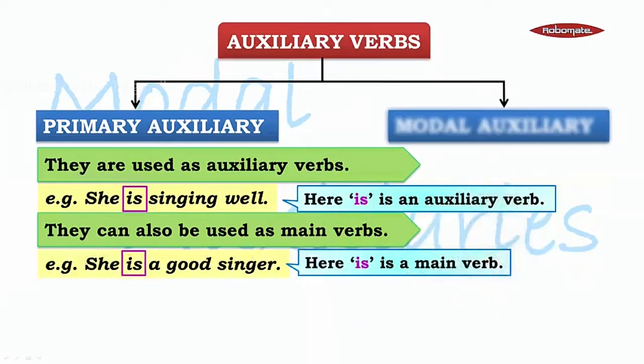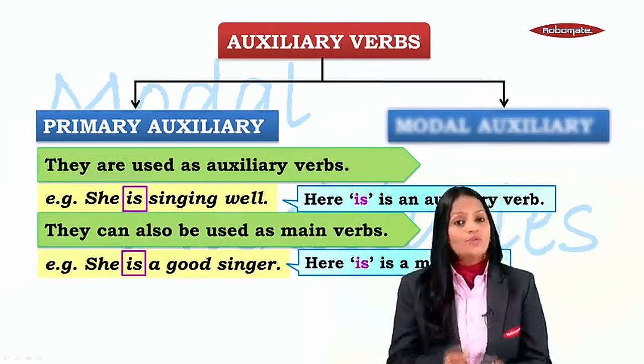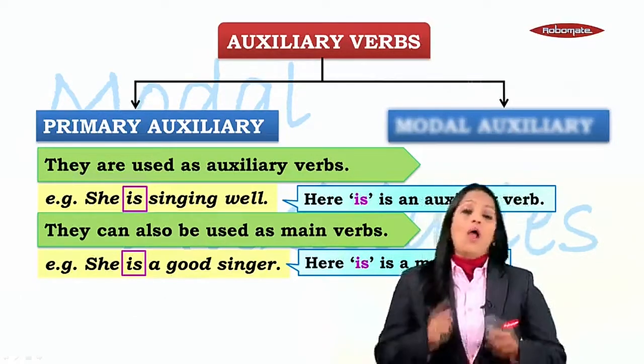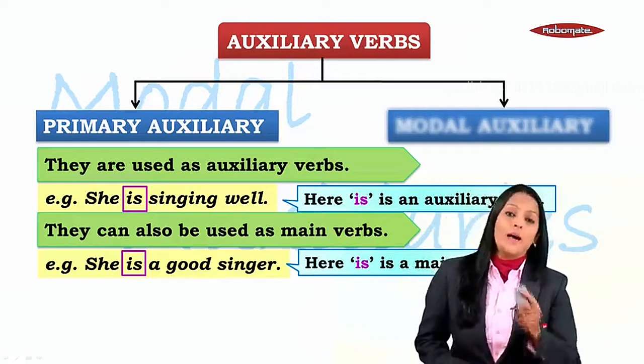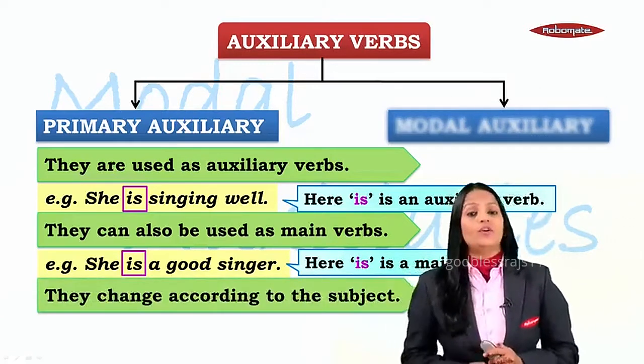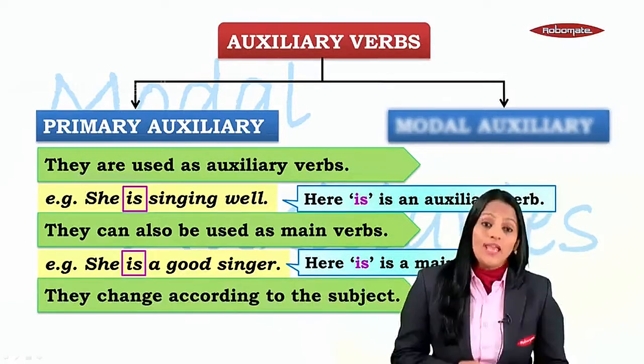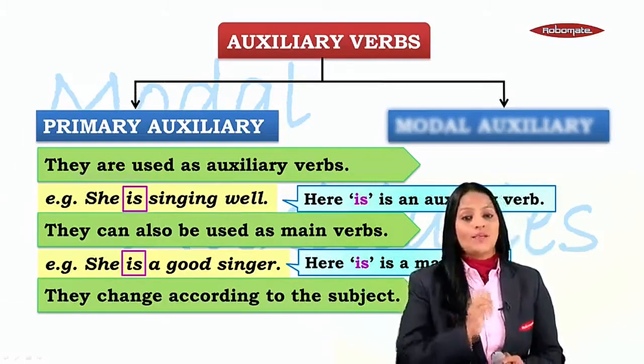Is, and you can see it is the only verb in the sentence, so it is the main verb. So what are we trying to say? That a primary auxiliary can be used as an auxiliary verb and it can also be used as the main verb. Now the third feature: they change according to the subject. They, meaning the auxiliary verbs, change according to the subject.